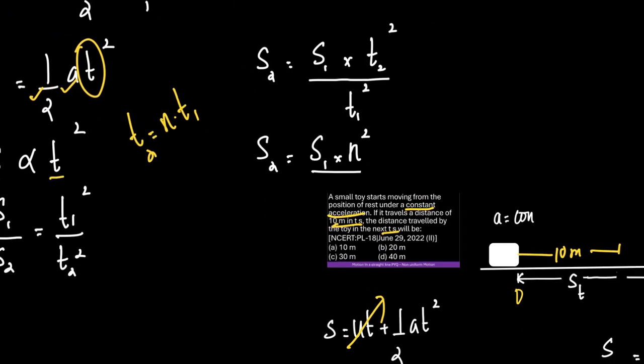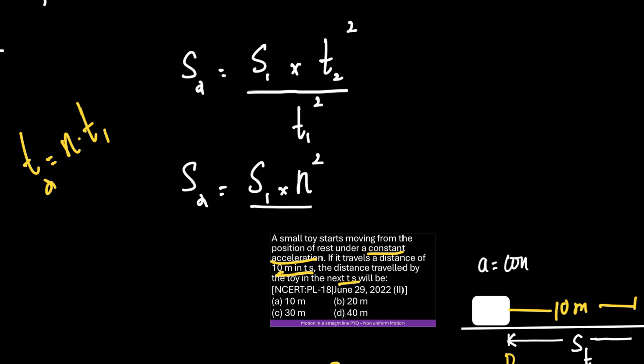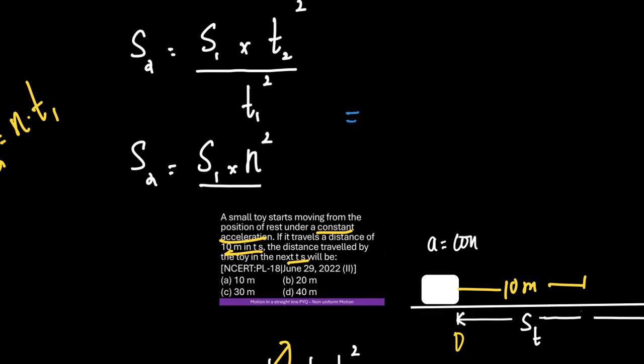Now, if you use the proportionality method here, s2 is equal to s1 into n square. So the answer here would be: s1 is 10, and in the next t seconds means n is 2, so it is 2 square. 10 into 2 square is 10 into 4. Therefore, the correct answer here would be option D, 40.